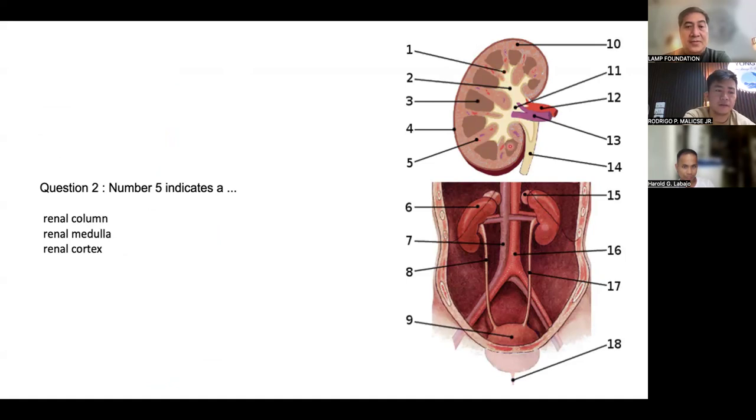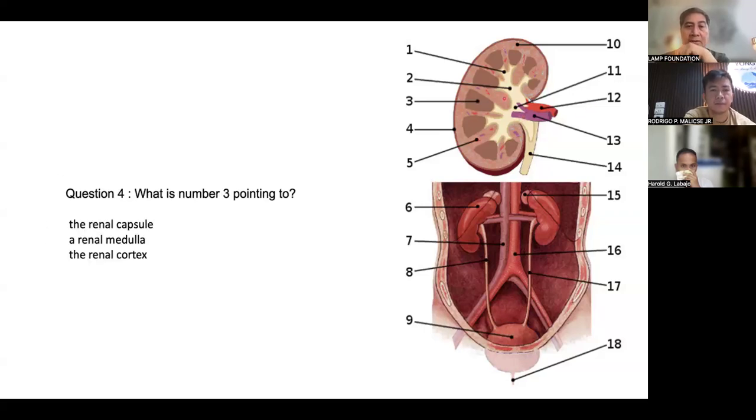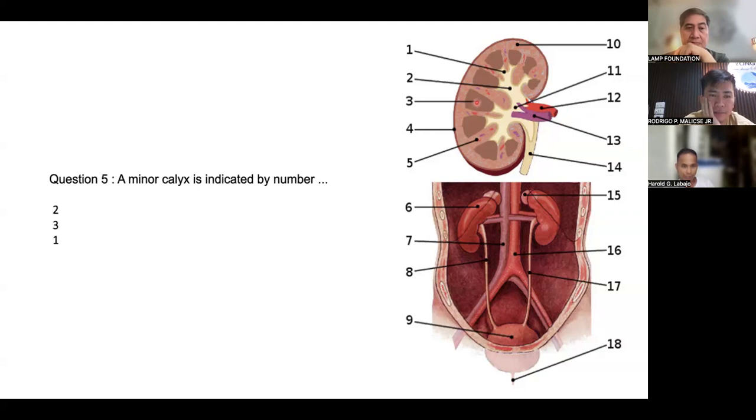Number 5 is a renal column. The renal pelvis is what number? Pointing number 11. What about number 3? Number 3 is the renal medulla. Minor calyx is what number? Pointing number 1.